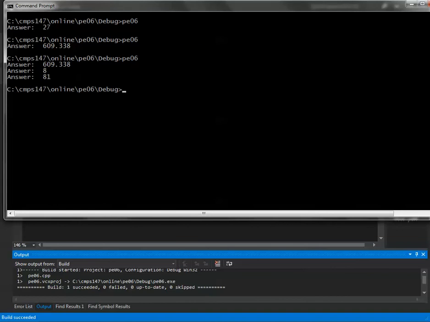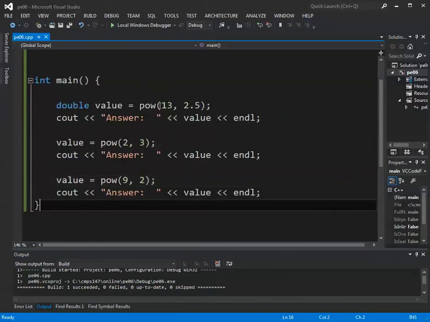And so when we run it, we see each and every answer. It's the power function. Inside these parentheses, we've got the function name, we've got the parentheses, and we've got 2 parameters separated by commas. And that's the syntax for calling functions. The parameters themselves, the base and the exponent. So this is returning back to us 13 raised to the 2.5 power. This time I call power, and it's going to return 2 raised to the third power, 8. This time I'm calling power with 9 raised to the second power.